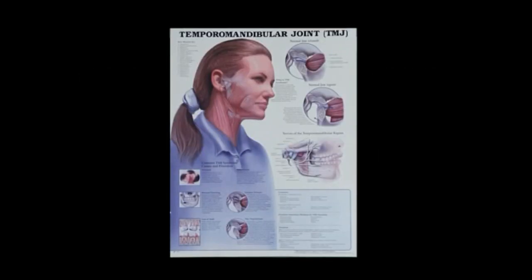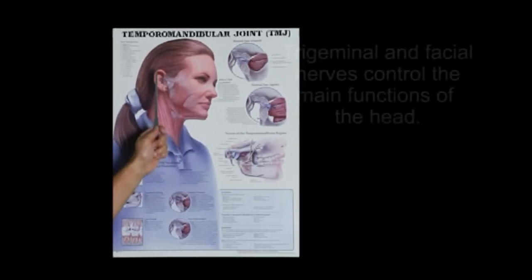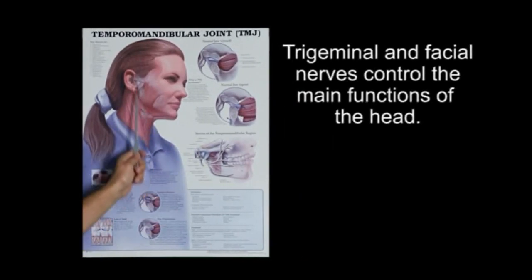Next, you must understand the function of the nerves of the head. The two largest nerves in your body are located actually in the jaw area. The trigeminal and facial nerves work together to control the function of all of the muscles and structures of your jaws and face. The brain tells these nerves to make your muscles work.